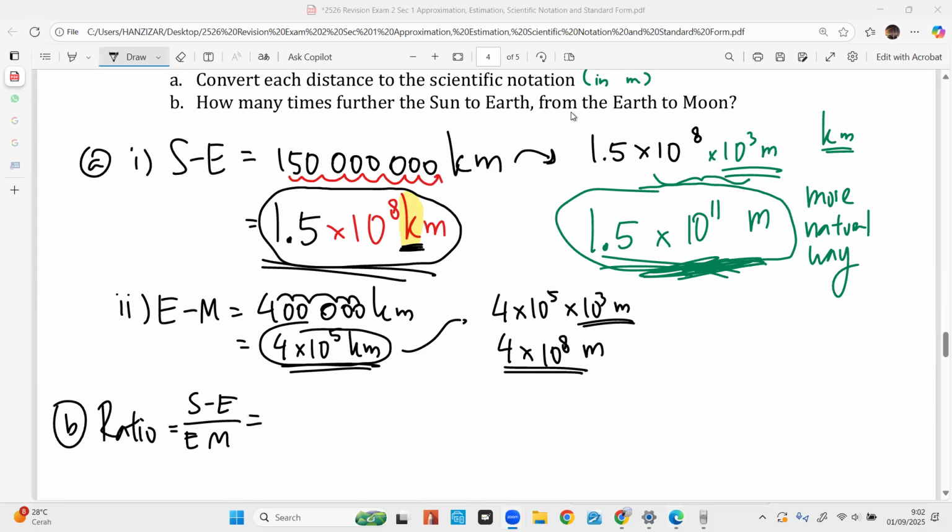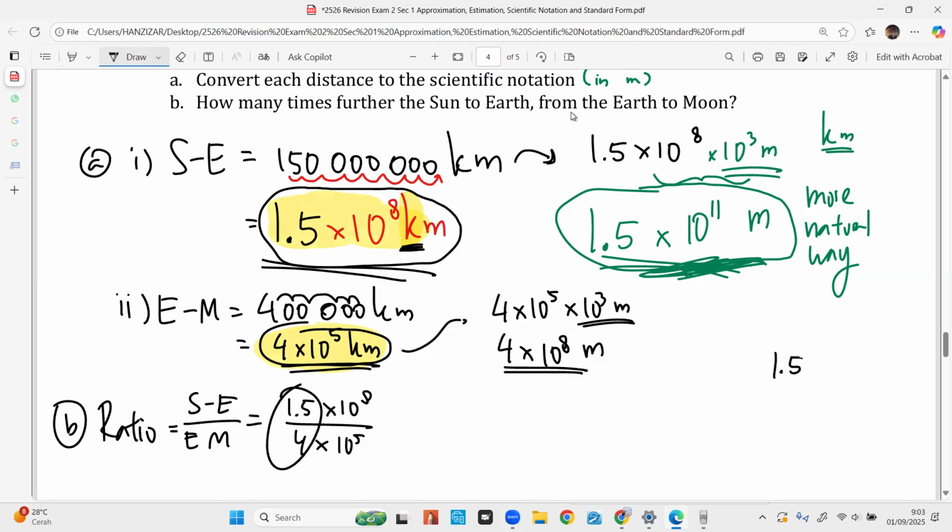Sun to Earth is this. So you can use either kilo or meter. But I prefer you to use this. But it's optional, by the way. So 1.5 times 10 power 8 over 4 times 10 power 5. And then you do 1.5 divided by 4. It's 0, right?